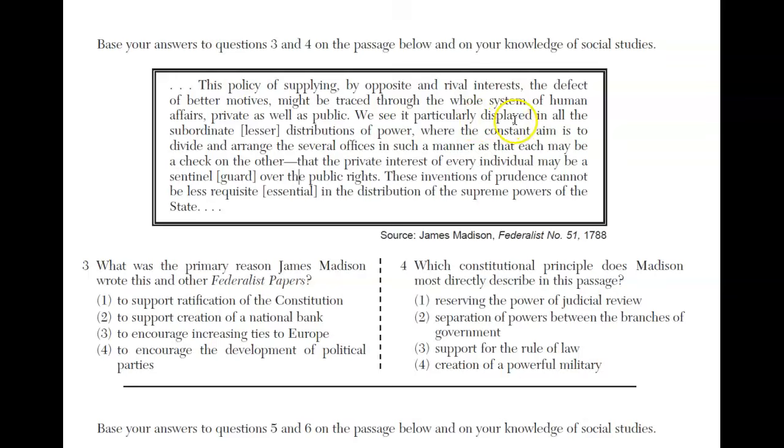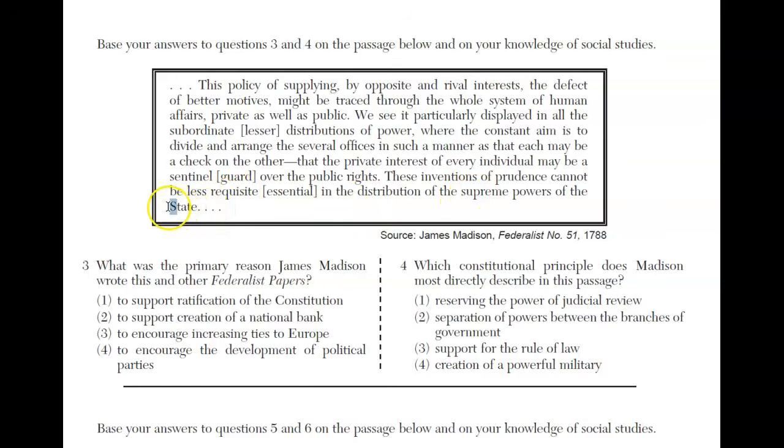He says we see it particularly displayed in the lesser distributions of power, where the constant aim is to divide and arrange several offices so that they each may be a check on each other. That should be a trigger word for you. Check and balance. The president cannot make law on his own. Congress has to pass laws, but the president can veto. The president and the Congress, when they make law, they have to answer to the Supreme Court, which decides whether that law fits with the Constitution. So checks and balances.